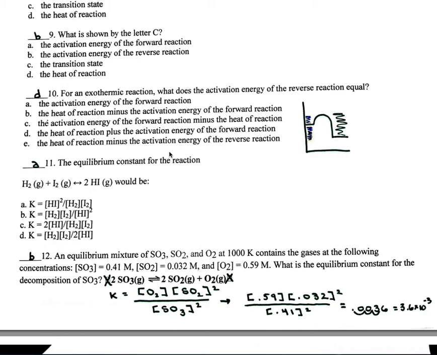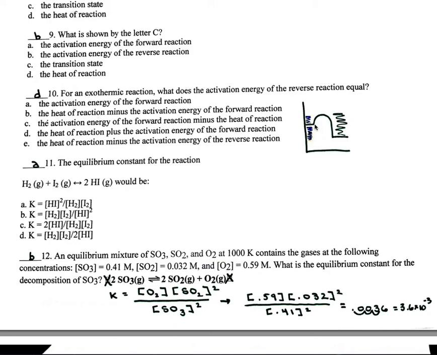Notice, I drew this out. I first drew an exothermic graph, and it asks, what does the activation energy of the reverse equal? So here's that energy. I didn't draw an arrow, I just drew my squiggly lines. And notice the activation energy of my forward reaction, this amount.